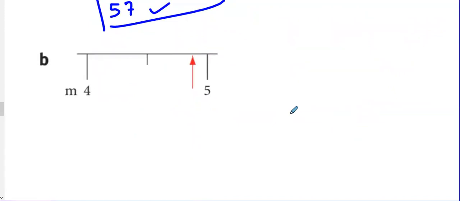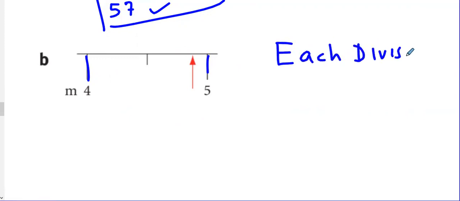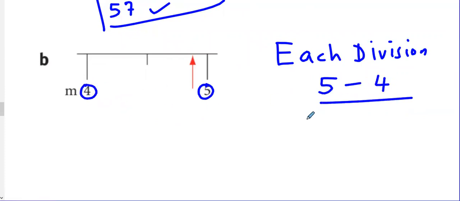So there we go. We have this question here, and remember, we are trying to estimate the reading over here. This is 4, and this is 5. We need to know what each division, each line from 4 to 5, reads. Each division will be equal to how much? So take this number, 5, minus 4, because we want to know what each line equals. This will be 5 minus 4.